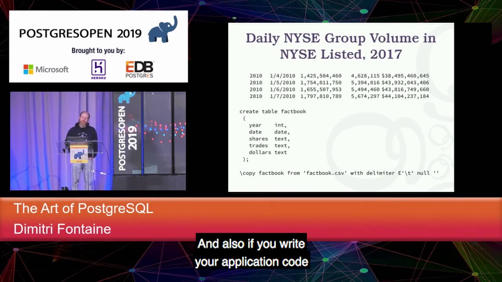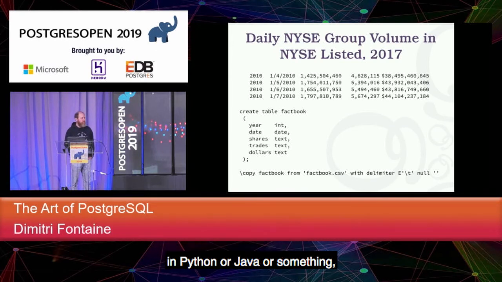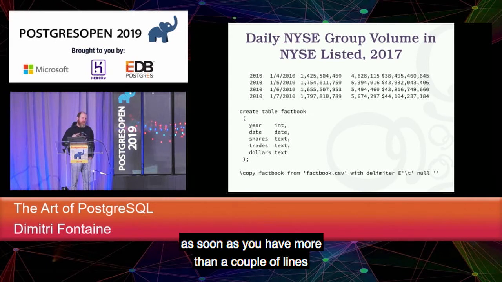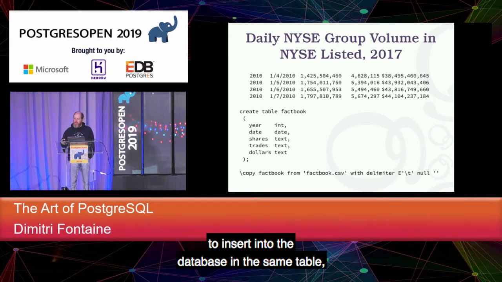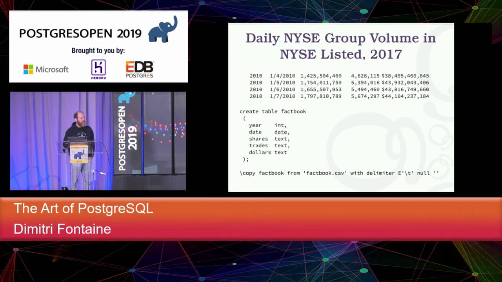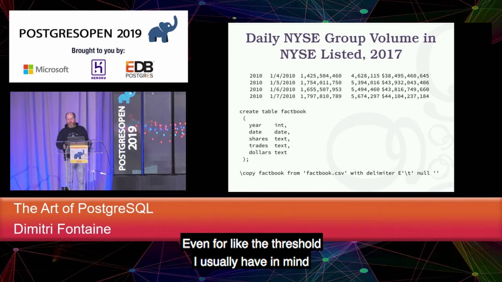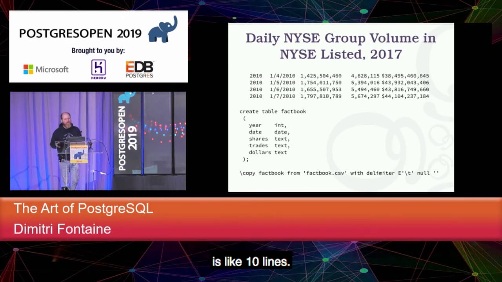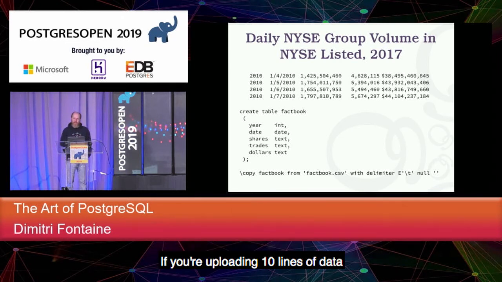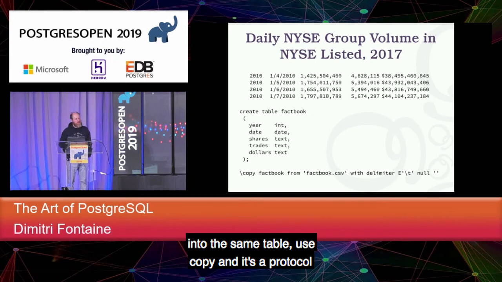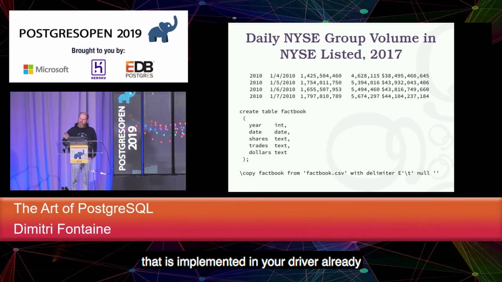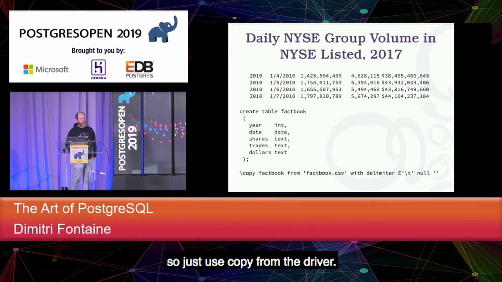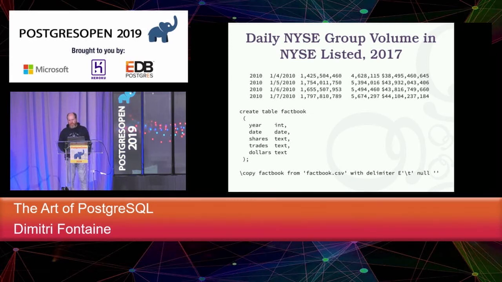And also, if you write your application code in Python or Java or something, as soon as you have more than a couple lines to insert into the database in the same table, you should use copy. Okay, it's way faster. The threshold I usually have in mind is like 10 lines. If you're uploading 10 lines of data into the same table, use copy. And it's a protocol that is implemented in your driver already. So just use copy from the driver.